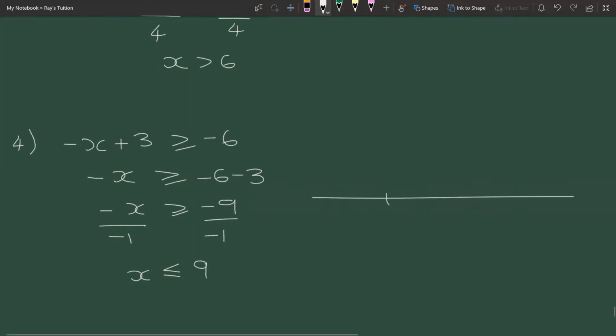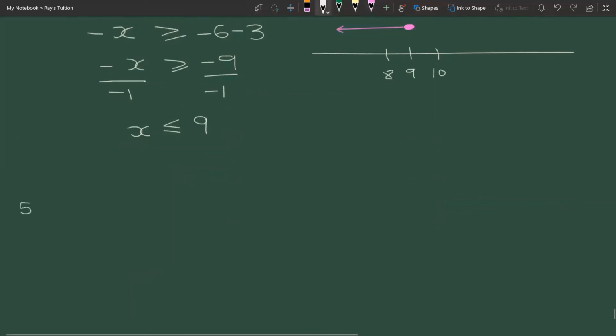And this on a number line, so we have 8, 9, 10. Which kind of dot should we use? Well, it's less than or equal to. So when it has an equal to, it's a closed dot. And it is less than 9. So we're going to go to the left-hand side.